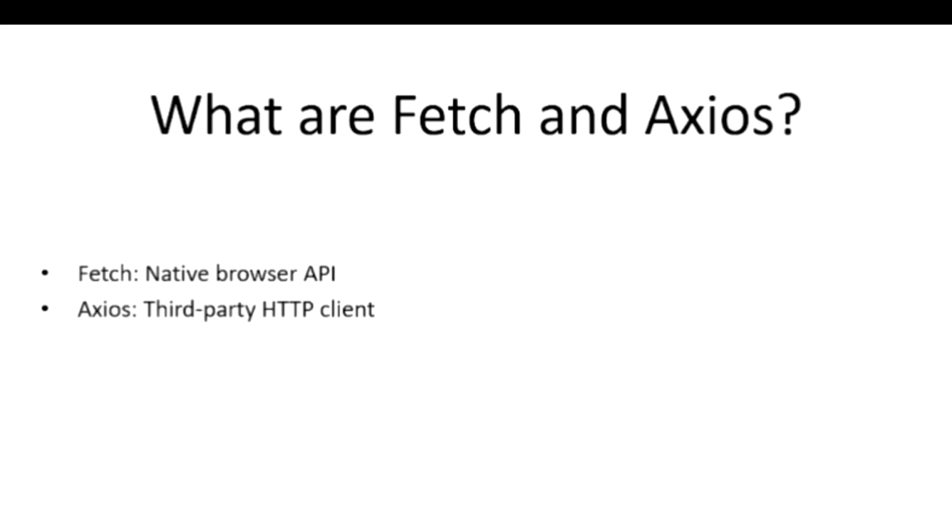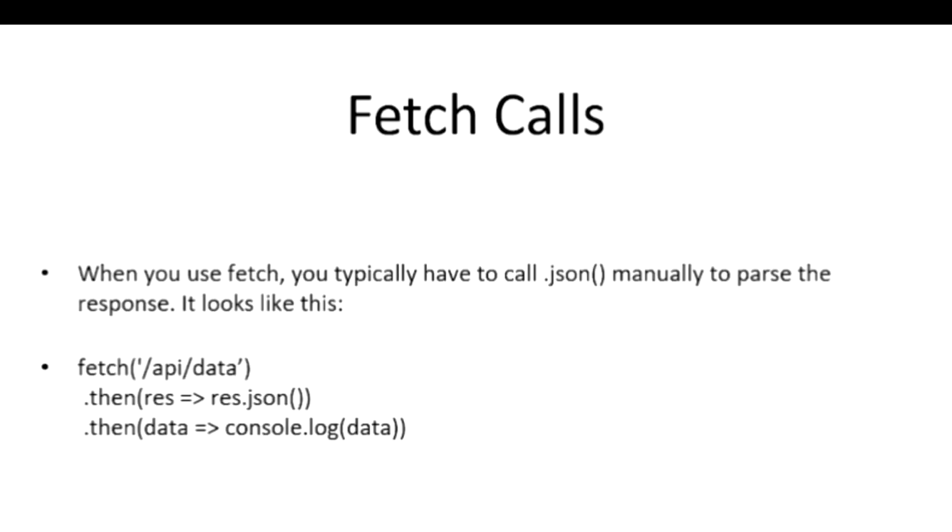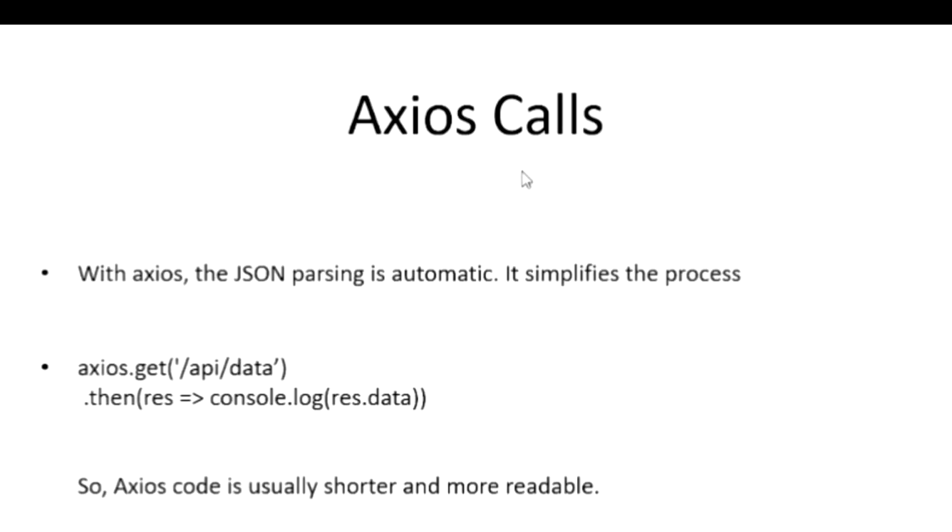Now if we want to understand the syntax of how they differ, in Fetch we use response.json manually and Axios parses JSON automatically. When you use Fetch, you typically have to call .json manually to parse the response. It looks like this: fetch, then response is equal to response.json, and then data will be stored like this. But with Axios, the JSON parsing is automatic. It simplifies the process. So this is the code we use to make Axios calls.